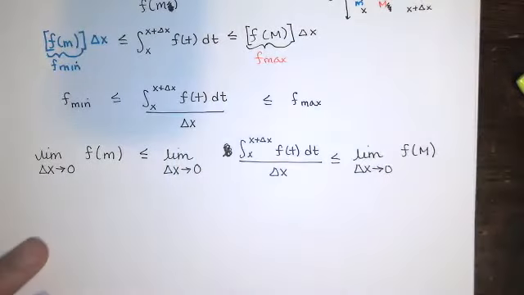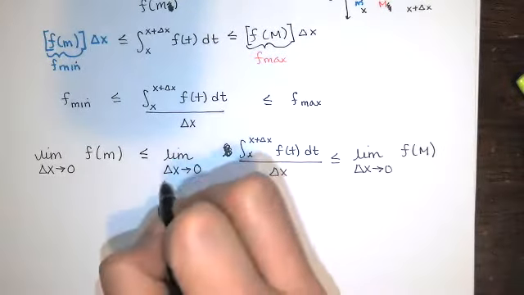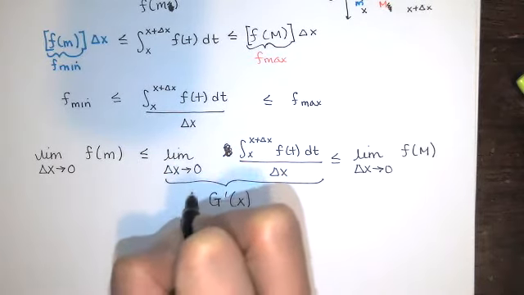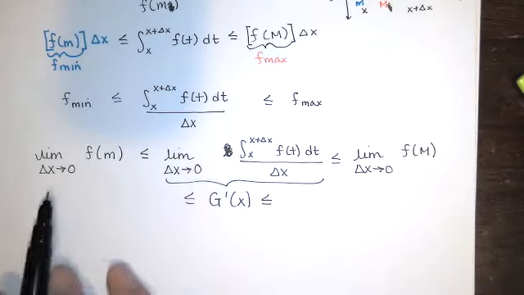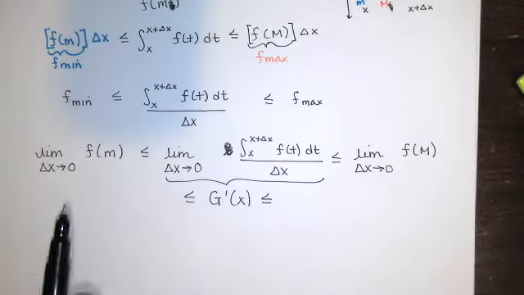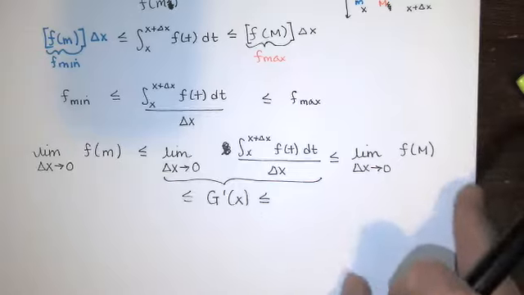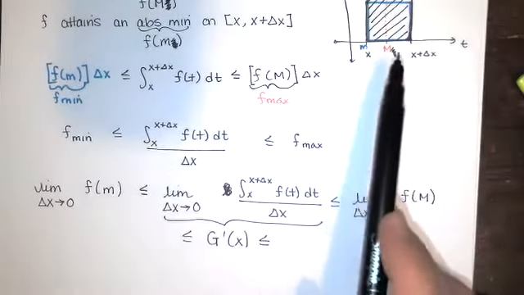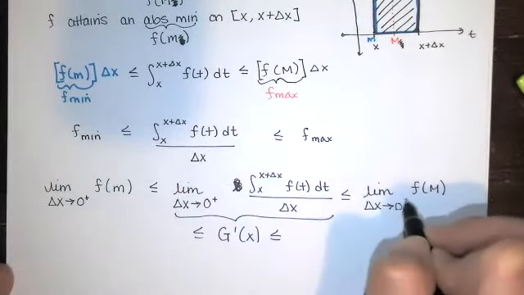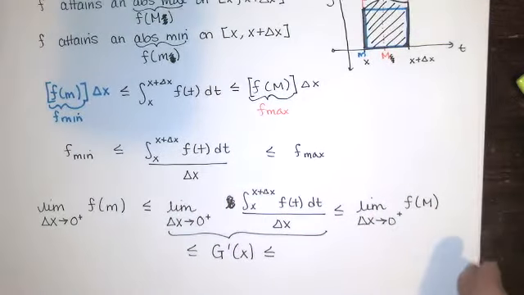Well, it's not 100% obvious, but this is g prime of x. And this on the left is f of x, and this on the right is f of x. And if you're saying to yourself, how do you know that that's f of x? Well, remember what's happening. Delta x is approaching 0. I guess we should say it's approaching 0 from the right because we're assuming that delta x is positive.